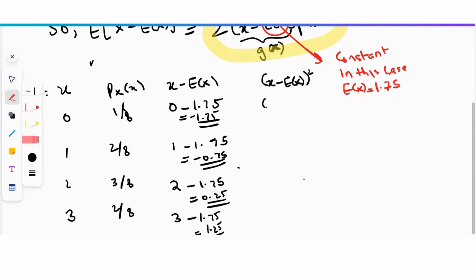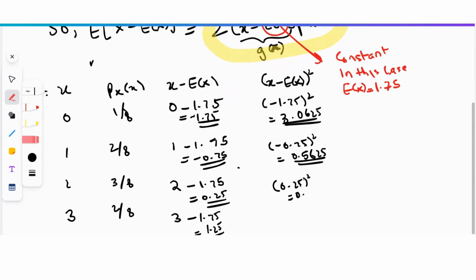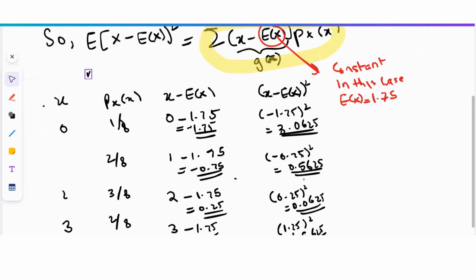So if I now take the square of this, minus 1.75 square, this just turns out to be 3.0625. And this would be minus 0.75 square. This would just turn out to be 0.5625. And then I do 0.5 square. This would just turn out to be 0.0625. And then finally we do 1.25 squared. This just turns out to be 1.5625. Right. So now we have this, right?